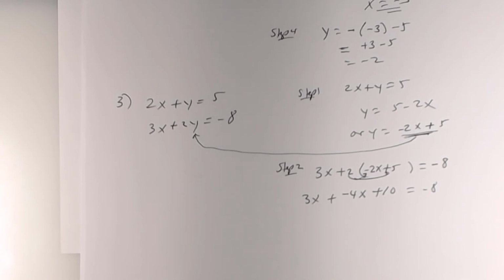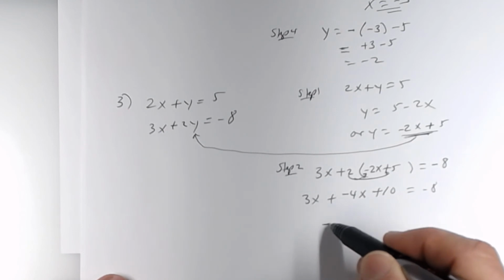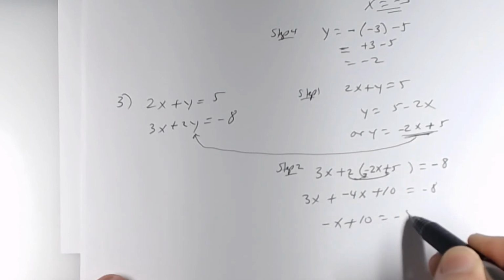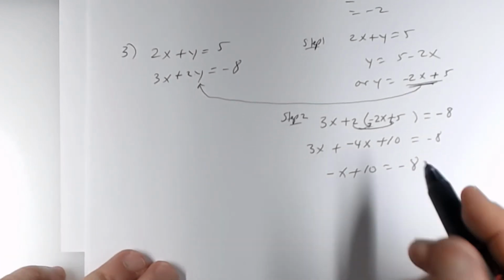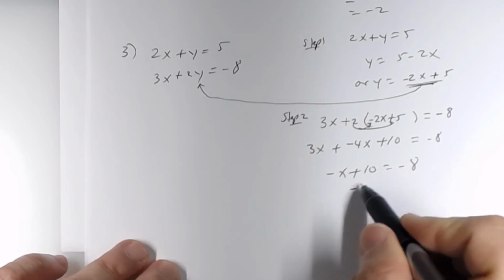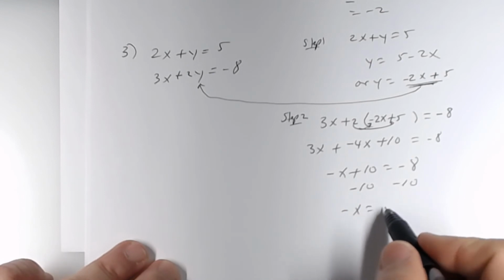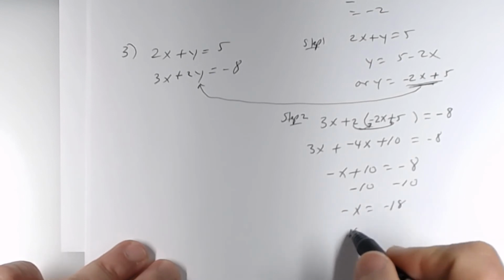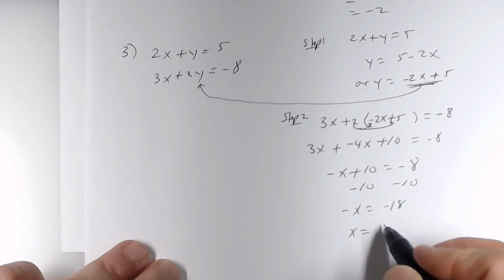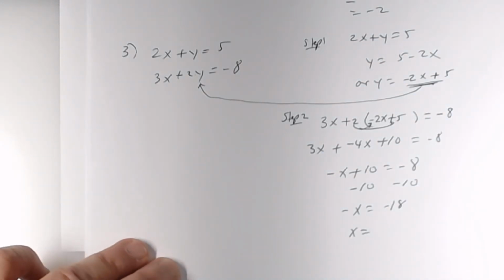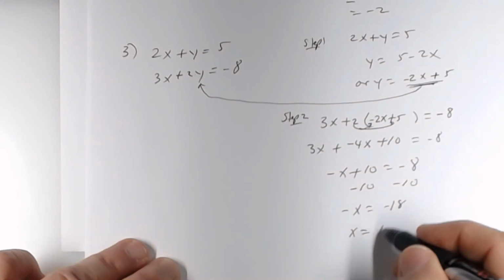What's the next step? Combine like terms. So what's 3x and a negative 4x? So do y'all agree I get negative x plus 10 equal negative 8? What's the next step? Subtract 10 from both sides. So I get negative x equal negative 18. So what does x equal? Divide both sides by negative 1. So if negative x equals negative 18, then that means x is going to be what? Positive 18?